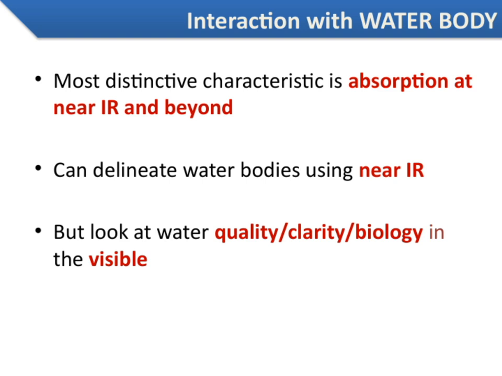However, when it comes to assessing water quality, clarity, or biological aspects, we turn to the visible spectrum. Changes in color and clarity are often visible in the visible wavelengths, giving us important clues about what's happening in the water, like sediment levels, algae blooms, or pollution. So, while near-infrared is great for identifying water boundaries, the visible spectrum provides us with valuable information about the health and biological status of the water. This dual approach allows us to use remote sensing effectively, not just to map water bodies, but also to monitor their condition over time, tying into our overall goal of sustainable water management.